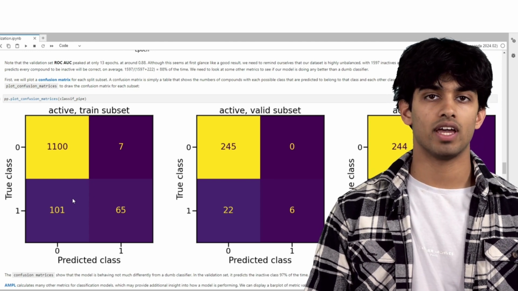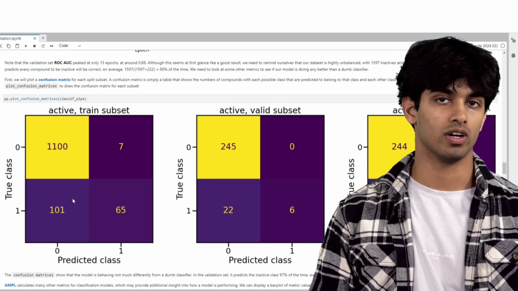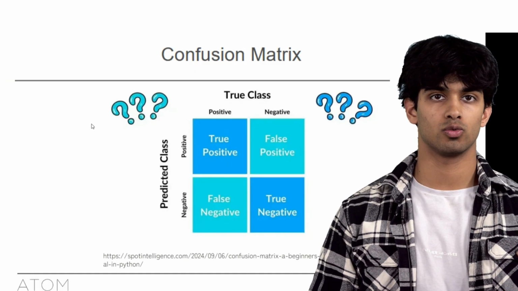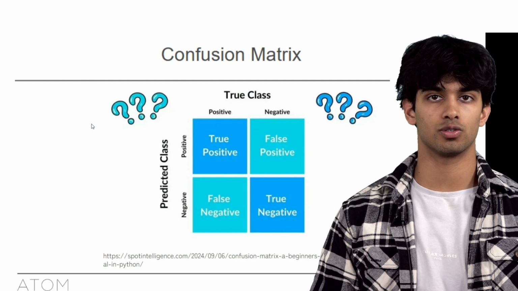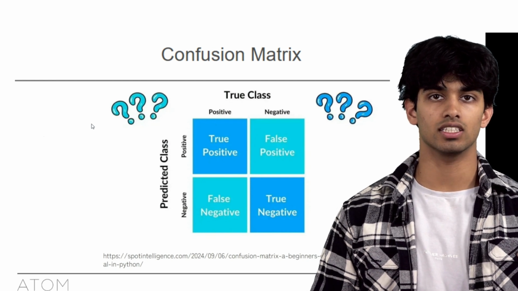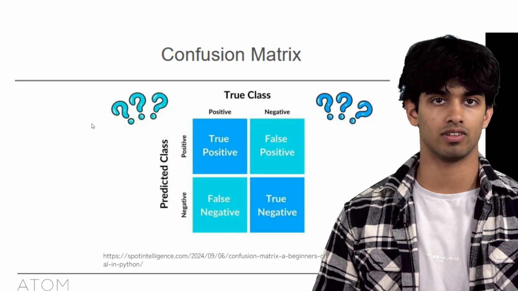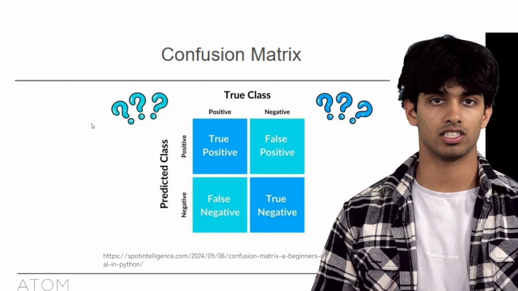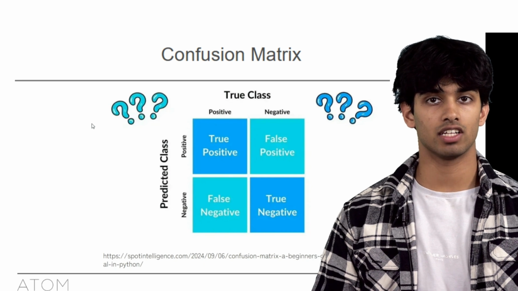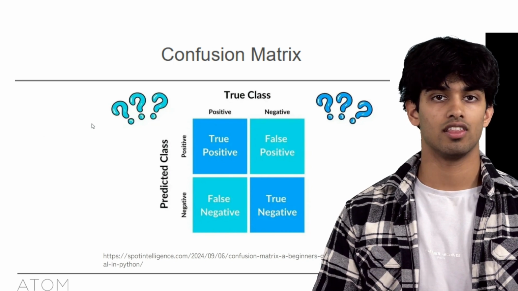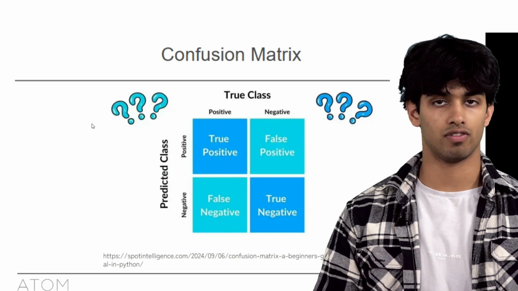So the true class would be active, but we predicted 0 or inactive. A more basic form of this would be you have a predicted class and a true class. For the predicted class, you have a negative and positive, and for the true class, you also have a positive and negative. If the positives match, you have a true positive. If the negatives match, you have a true negative. And the opposites are a false positive and a false negative.